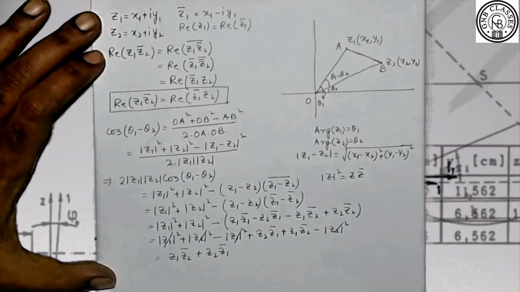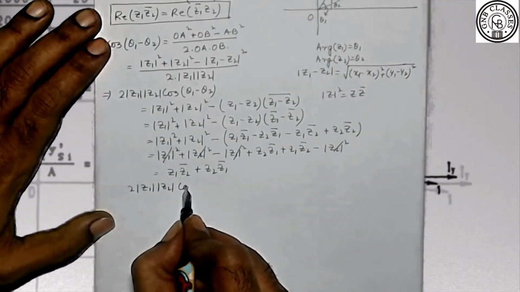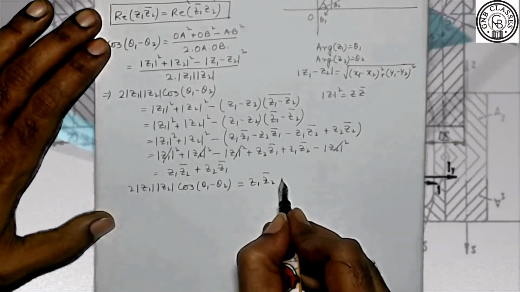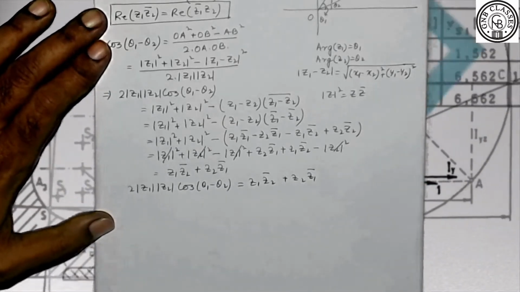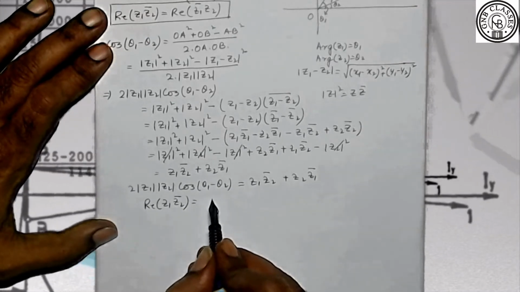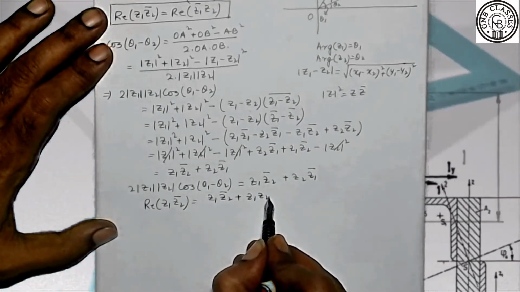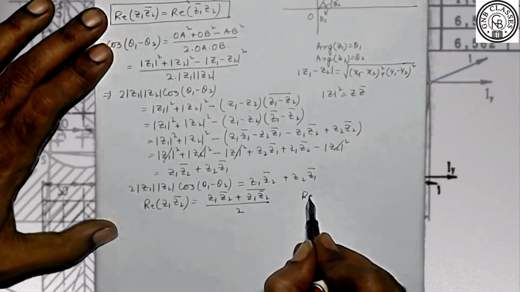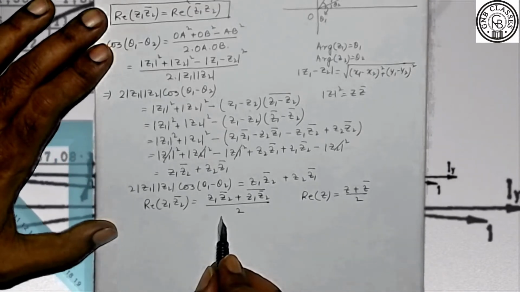So what we got basically is 2 mod of z1 z2 cos(theta 1 minus theta 2) is z1 z2 bar plus z2 z1 bar. Yes or no? Now you see, real part of z1 z2 bar can be written as z1 z2 bar plus (z1 z2 bar) whole bar, divided by 2. Because what is the formula? Real part of Z can always be written as Z plus Z bar by 2. That's exactly what I've done here.